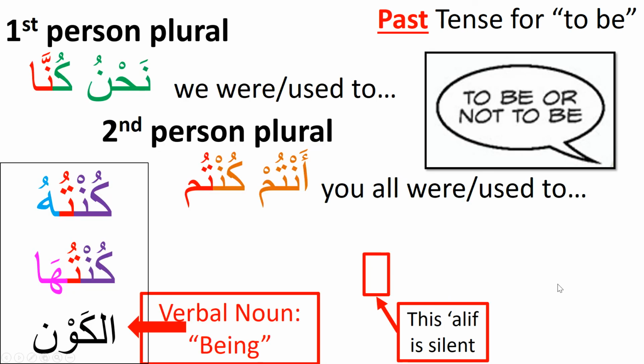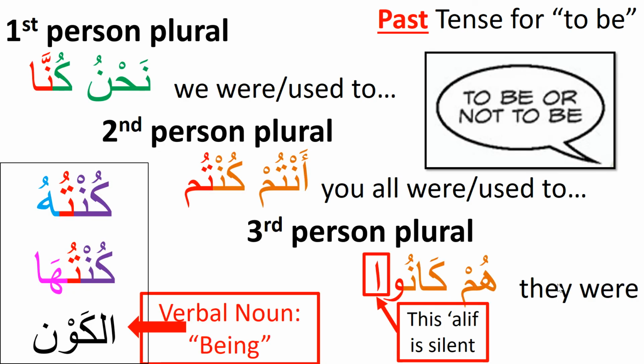What about the plural forms? Remember, for our first person and second person, we have to lose that aleph. It's a hollow verb, so we lose that middle long vowel looking letter. So we have nahnu kunna. We lost the aleph. And notice the suffix here is a second noon and an aleph. We were, or we used to, nahnu kunna nadhab. We were going. نحن كنا نذهب. We used to go.